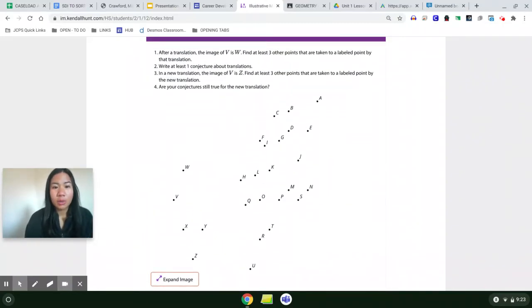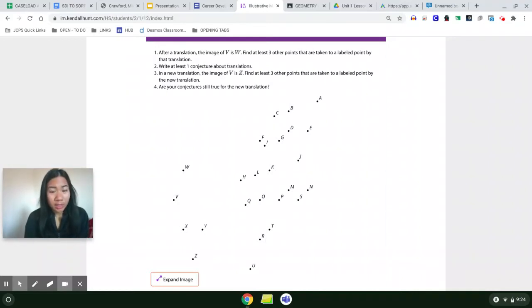Okay, so the word conjecture was a vocab word before, and a conjecture was something that we knew and understood, but we didn't know exactly why. We didn't have a rule. And I believe we did conjectures in the past about congruency. So, when we're assuming that these are similar, why do we think that V to W is the same distance as E to A, J to E, T to P, U to R?